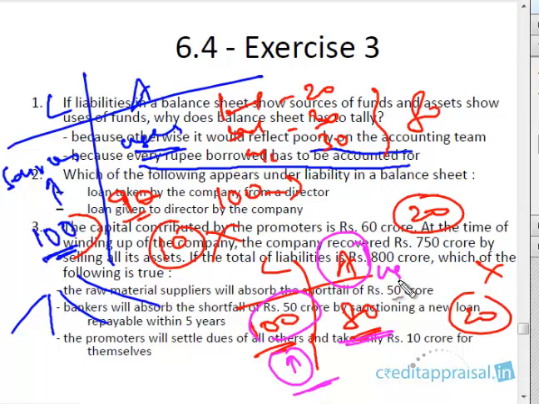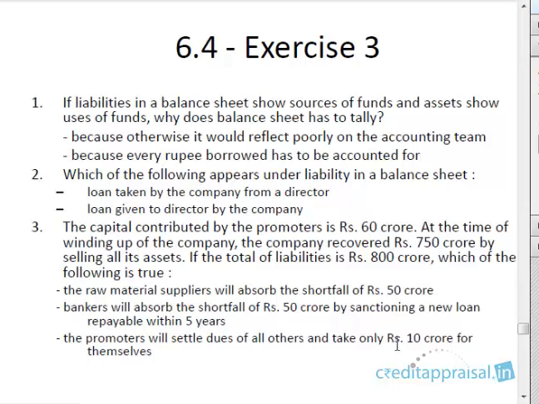The asset side is the uses, this is the sources. So for all the sources, if you borrowed 100 lakhs, you have to tell what you did with each and every rupee of that 100 lakhs. You have to account for each and every rupee. This has to be 100, right? That is why the balance sheet should always tally from a common sense point of view.